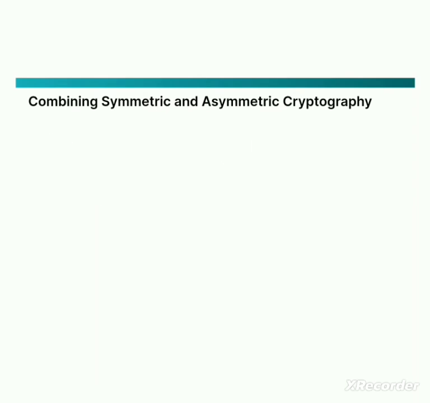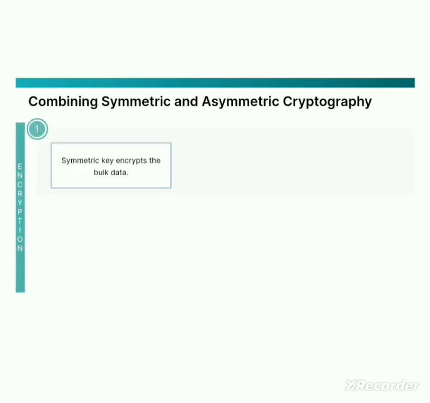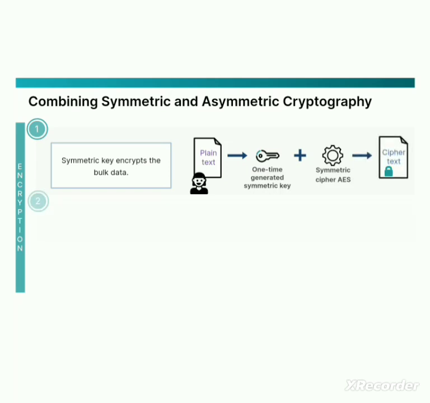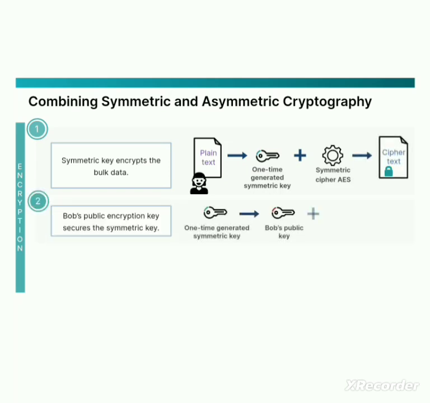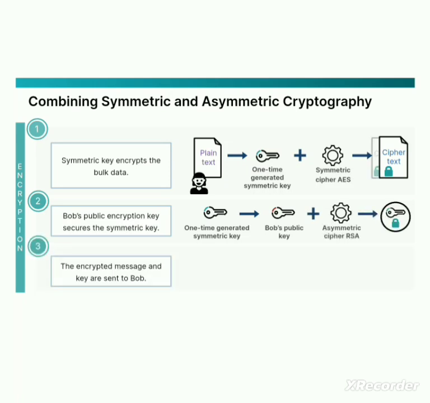In a scenario where the processes are combined, Alice sends an encrypted message to Bob. In the first step of encryption, Alice's crypto application generates a one-time symmetric key, and together with a symmetric algorithm, encrypts the message. In the second step, the application retrieves Bob's public encryption key and uses this key, together with an asymmetric algorithm, to encrypt the symmetric key. In step 3, the encrypted message and key are sent to Bob.